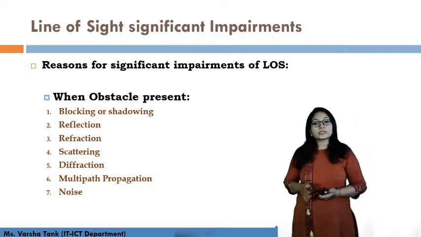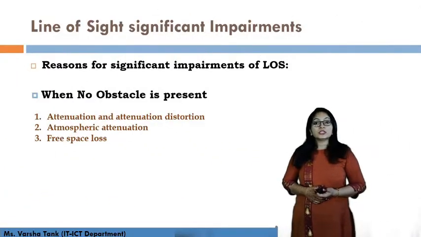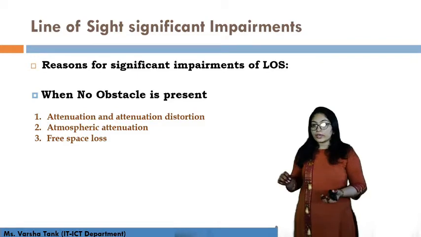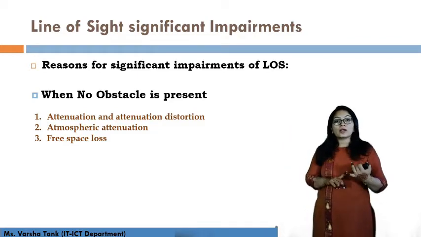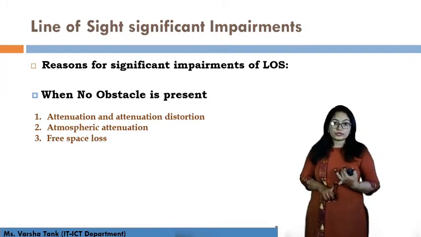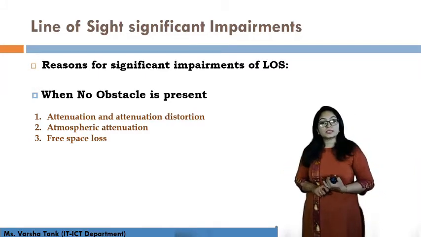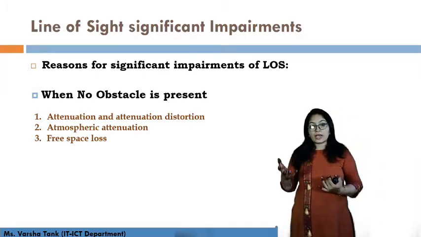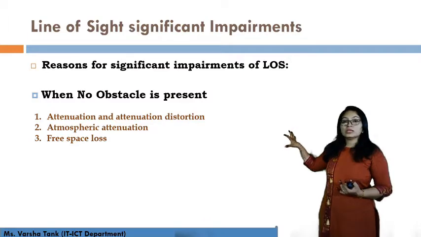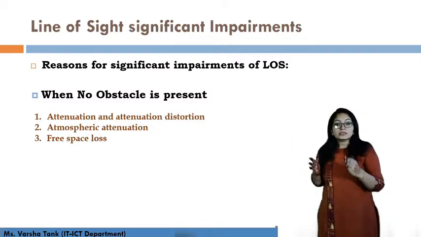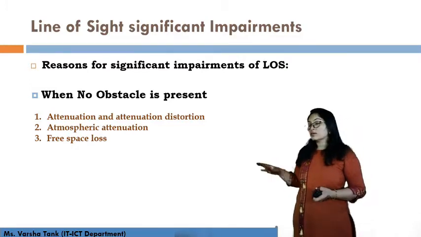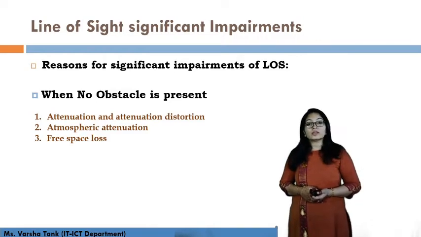Now let's see when the obstacle is not present. When no obstacle is present, how does the signal become weaker? There are three basic reasons: attenuation and attenuation distortion, atmospheric attenuation, and free space loss. We also discussed free space loss in the last lecture, and we will see it in this lecture as well. These are the three basic reasons why the signal becomes weaker even when there is no obstacle. This effect we will see in this lecture. So let's start with the obstacle.